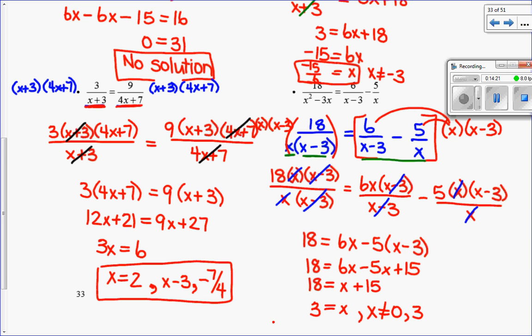Now that is a problem because my solution said that x is 3. What this means is that there is actually no solution to this question because this is a non-permissible value of x. So when that happens, we just say, therefore, there is no solution.